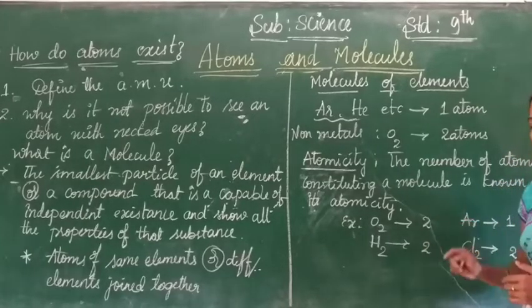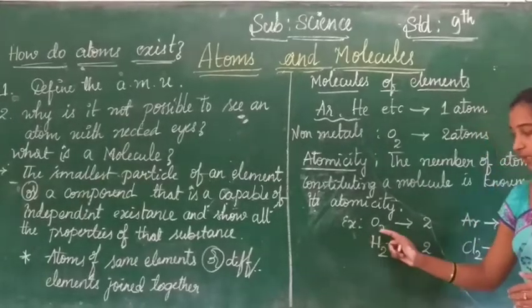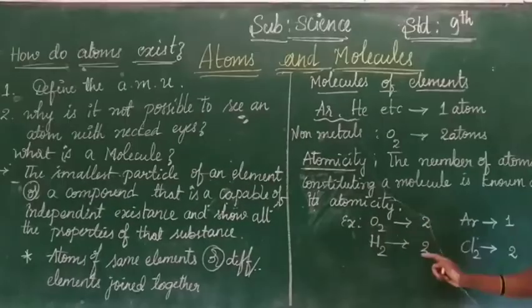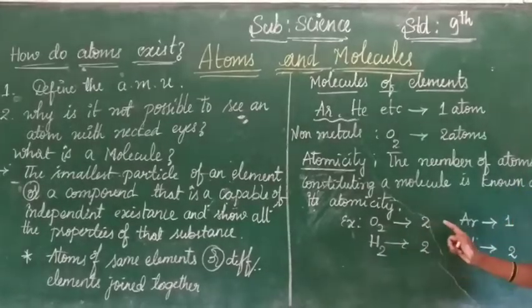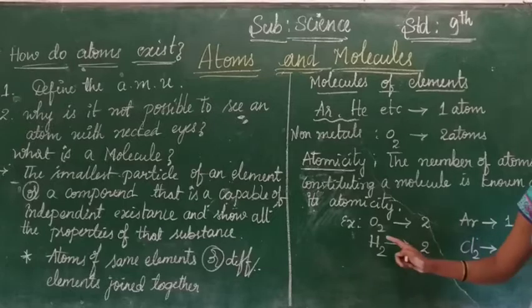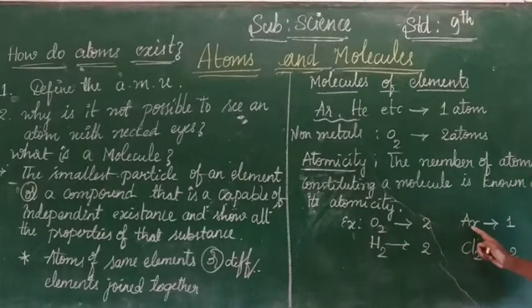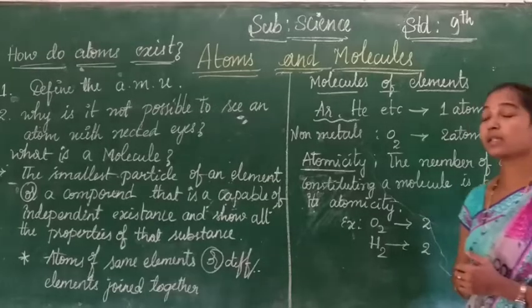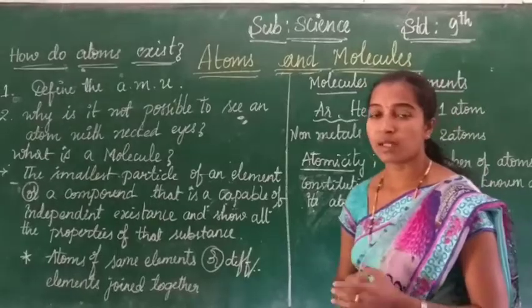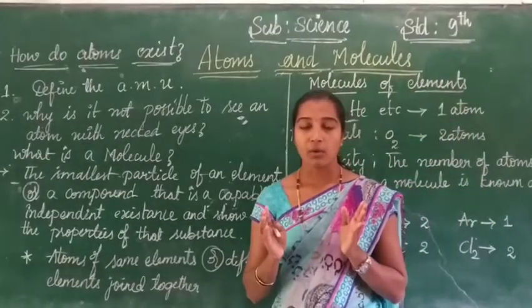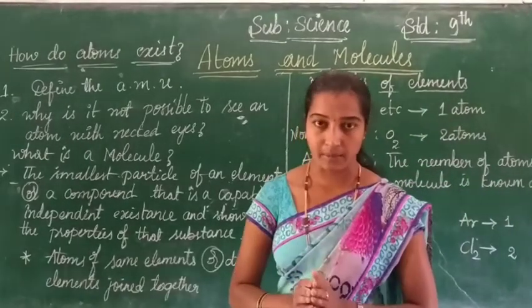Now let us see some examples. The atomicity of oxygen is 2. The atomicity of hydrogen is 2. The atomicity of argon is 1. The atomicity of chlorine is 2.